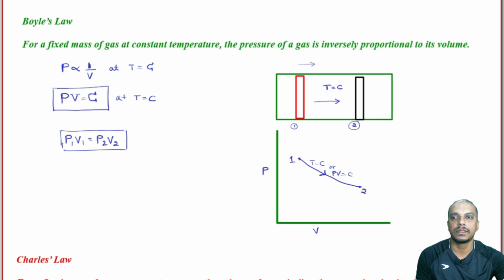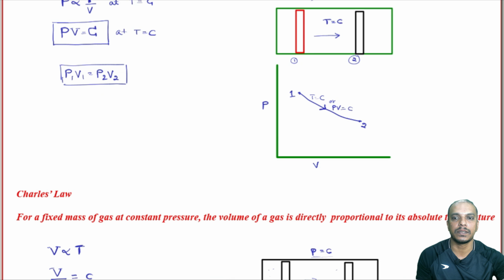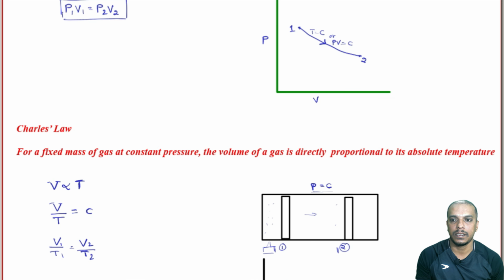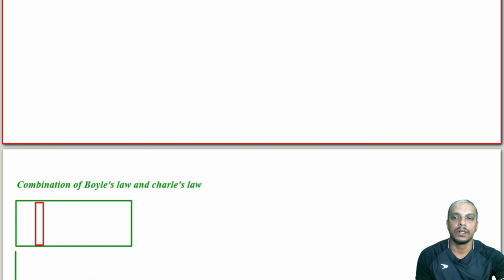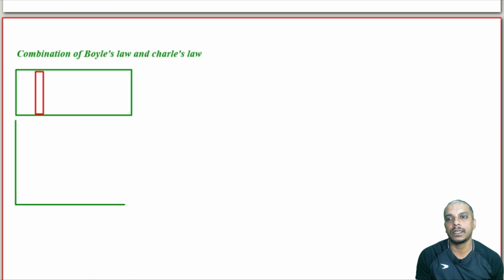Now, we have seen Boyle's law, which talks about pressure being inversely proportional to volume when temperature is constant. We have seen Charles' law, where volume is proportional to temperature, while pressure is held constant. Now let us combine these two laws, a combination of Boyle's law and Charles' law. Let us assume the same piston and cylinder arrangement, where state 1 is somewhere here on the PV diagram.